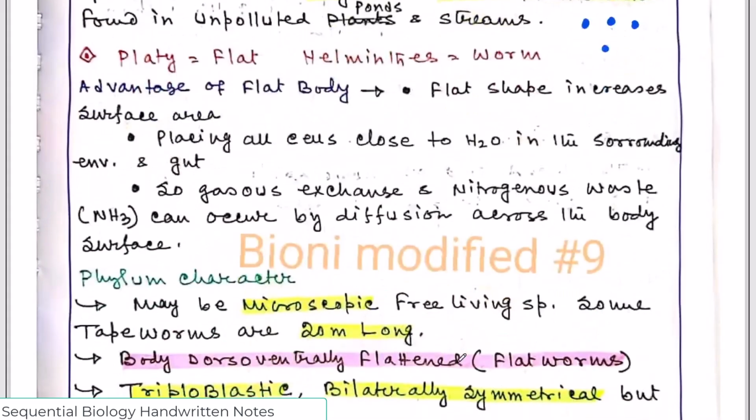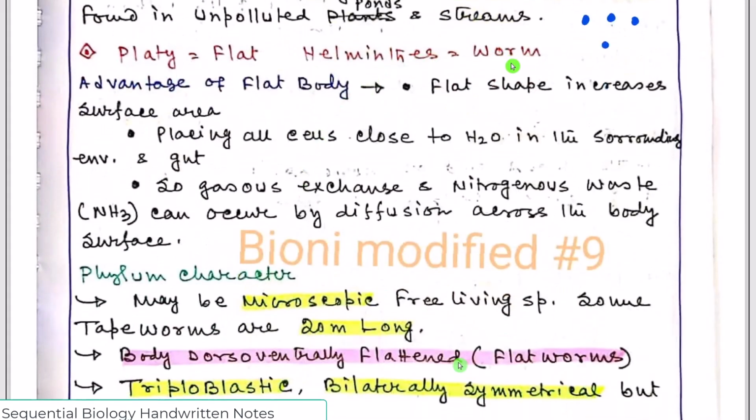Platyhelminth comes from two words: platy means flat and helminth means worm. Now the advantage of their flat body: the flat shape increases surface area, and due to the large surface area, diffusion of oxygen and other materials can easily occur. All cells are placed close to the water in the surrounding environment and the gut, so gaseous exchange and removal of nitrogenous wastes can occur by diffusion across the body surface. These are the advantages of their flat body.